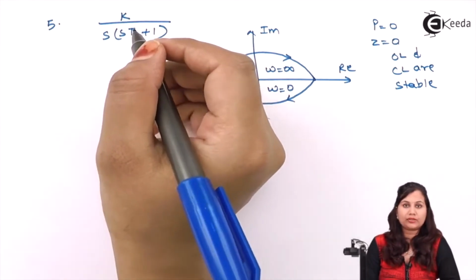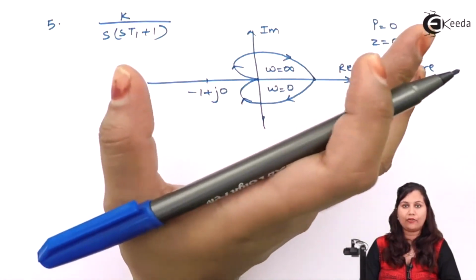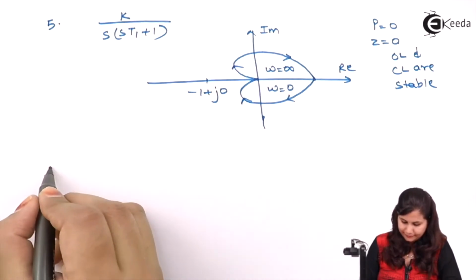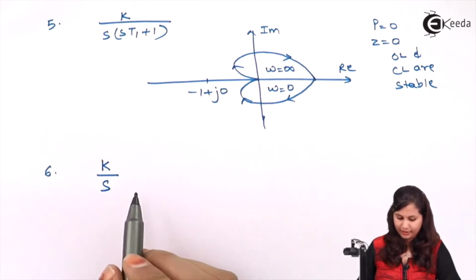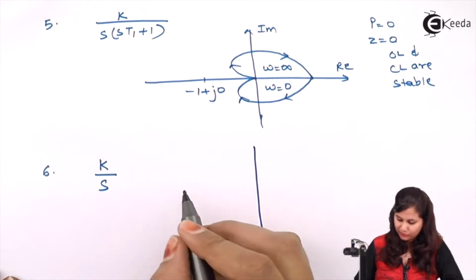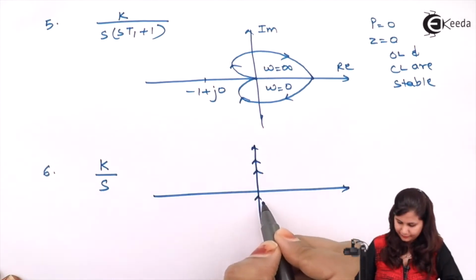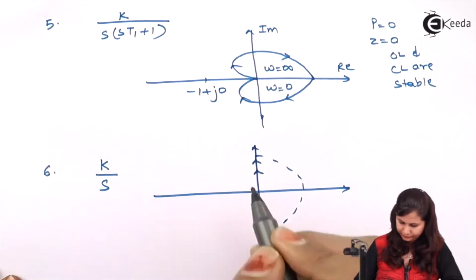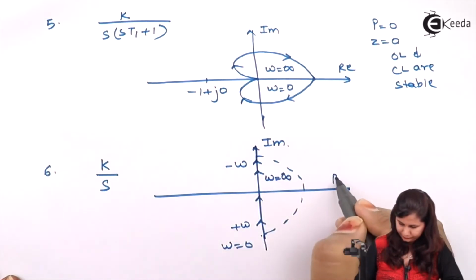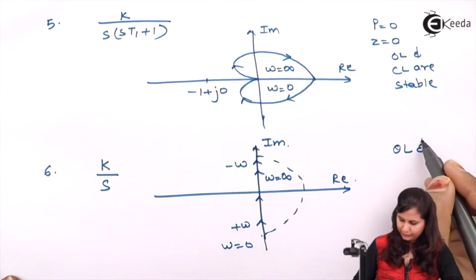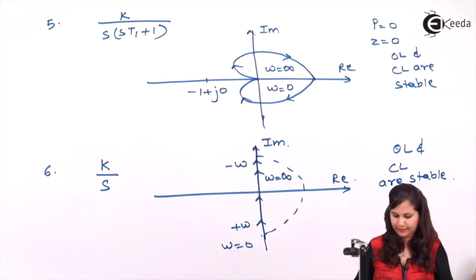You can compare the transfer functions with these transfer functions and get an idea about the stability of the system. Sixth, we have K by s, that is, only one pole which is at the origin. Such systems will have the Nyquist plot along the imaginary axis. So both open loop and closed loop are stable for such a system.